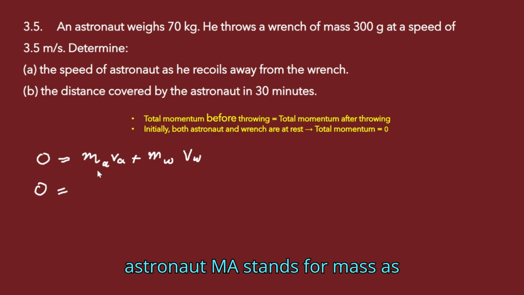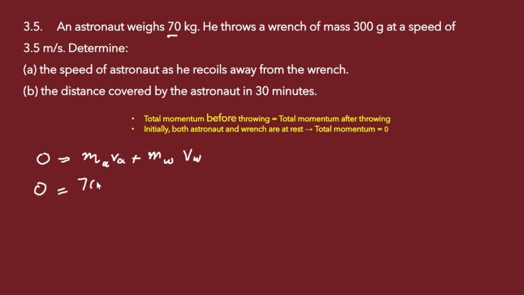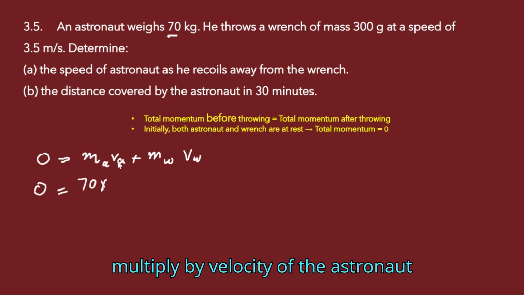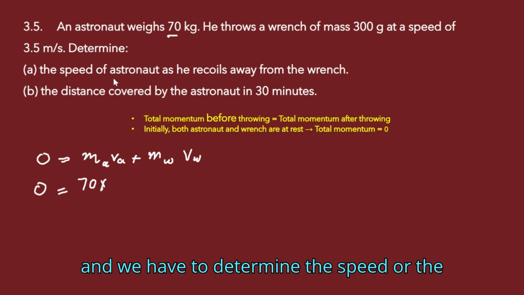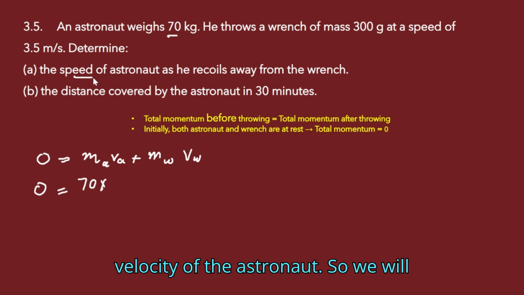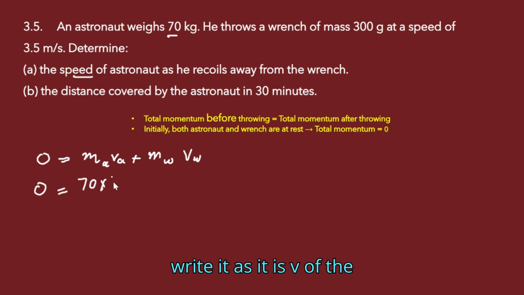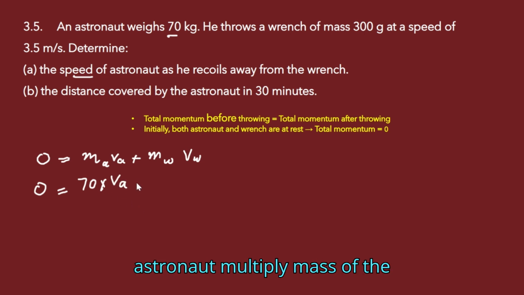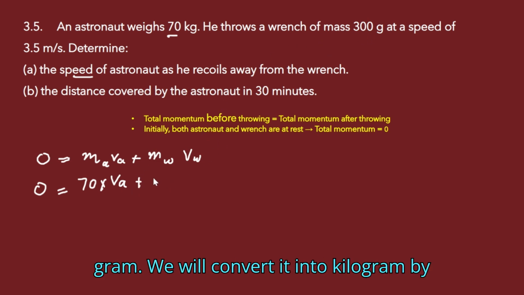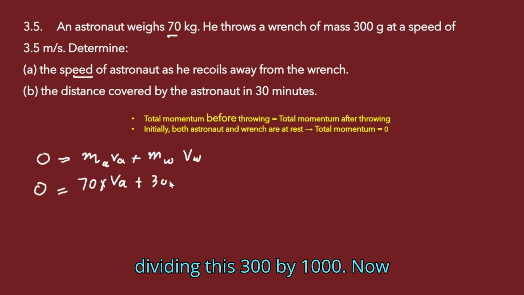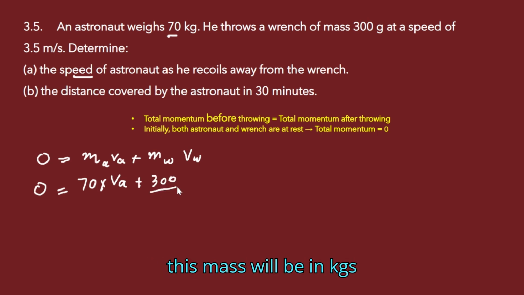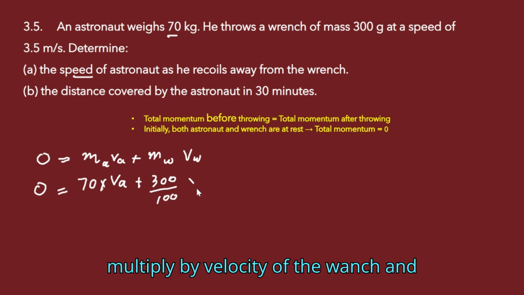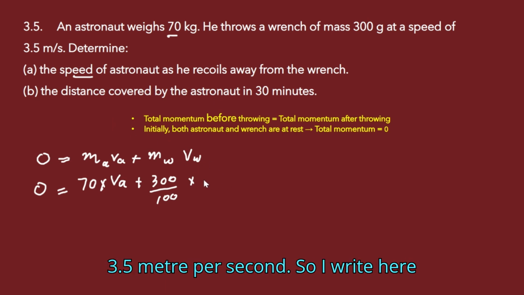The mass of the astronaut, ma, is 70 kg. I write its value, 70 kg, multiplied by the velocity of the astronaut, and we have to determine the speed or the velocity of the astronaut. So we will write it as it is, va, plus the mass of the wrench, which is 300 gram. We will convert it into kilogram by dividing 300 by 1000. Now this mass will be in kgs, multiplied by the velocity of the wrench, and this time the velocity of the wrench is 3.5 meter per second.